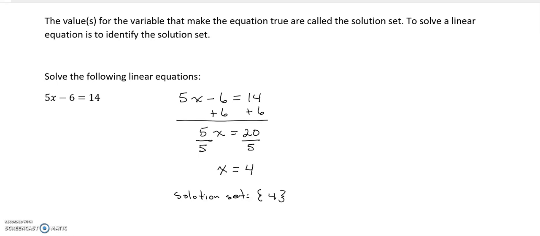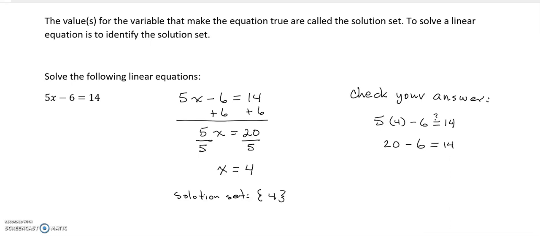Always check your answer. By plugging 4 back in where the x is, well, what is 5 times 4? That is 20. And 20 minus 6 equals 14. So it checks out.